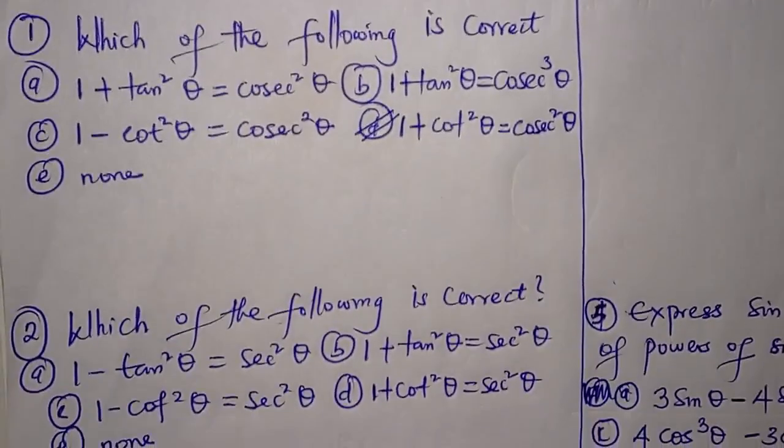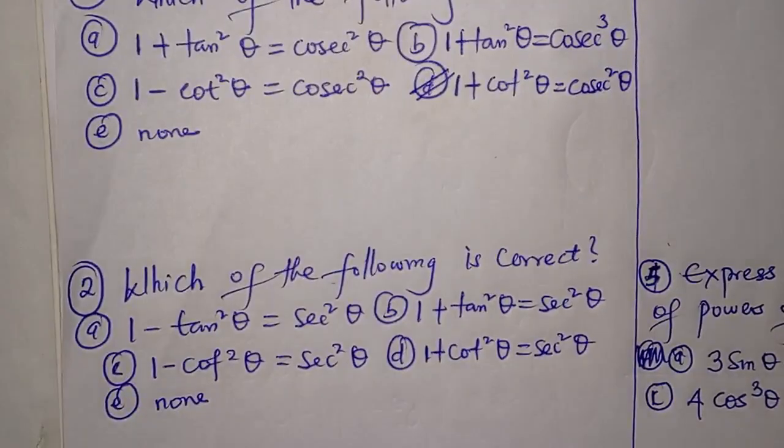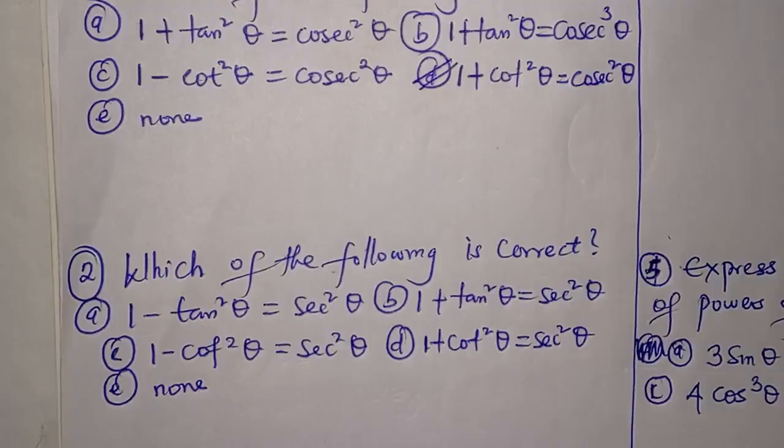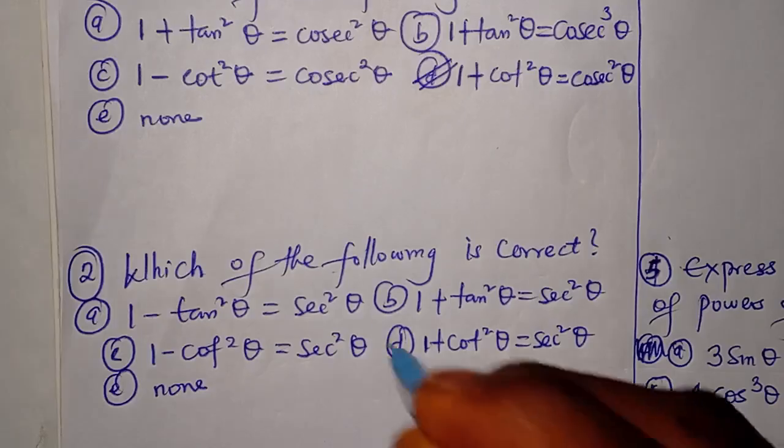Look at question 2. Which of the following is correct? Option A, 1 minus tan squared theta equal to sec squared theta. Option B, 1 plus tan squared theta equal to sec squared theta. C, 1 minus cot squared theta equal to sec squared theta. And option D, 1 plus cot squared theta equal to sec squared theta. Option E is none of the above. The option that is correct here is option B. 1 plus tan squared theta is equal to sec squared theta.